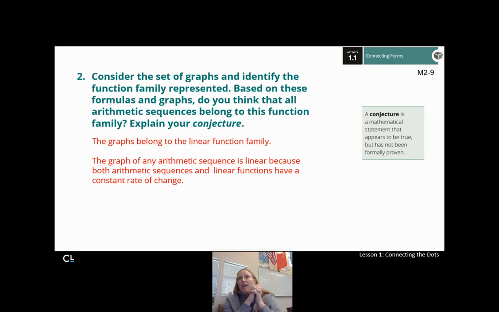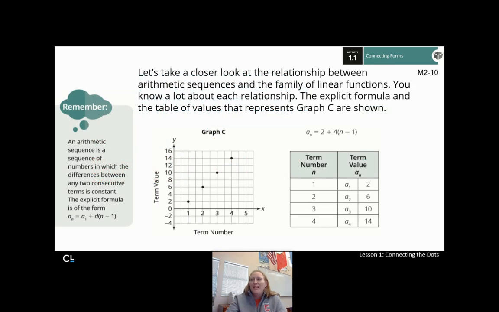So this definitely feels like these graphs belong to the linear function family. So I'm going to say that the graph of any arithmetic sequence is linear, because both arithmetic sequences and linear functions have what we call a constant rate of change. Yeah, we call it the common difference, but remember that the common difference is when we're adding or subtracting by a constant. It's constantly add 4 or subtract 3 or whatever it is. So yeah, I'm going to go with that. I'm going to say, yeah, they are going to fall in that category. Thank you, constant rate of change. We'll get more with constant rate of change in a bit here.